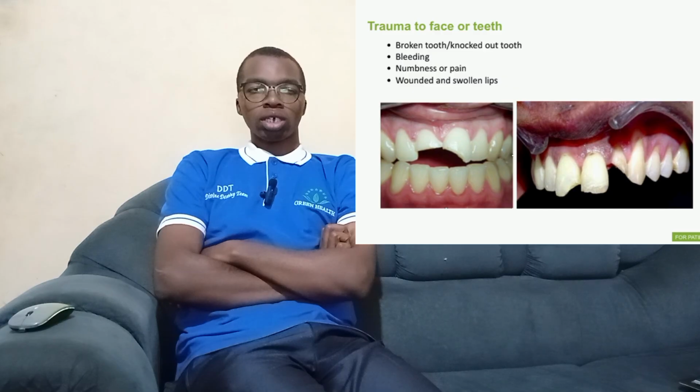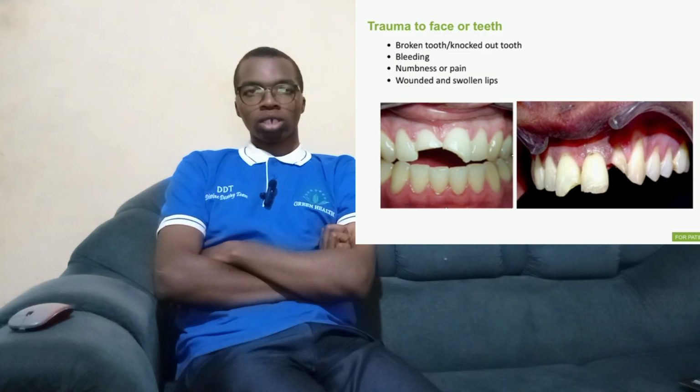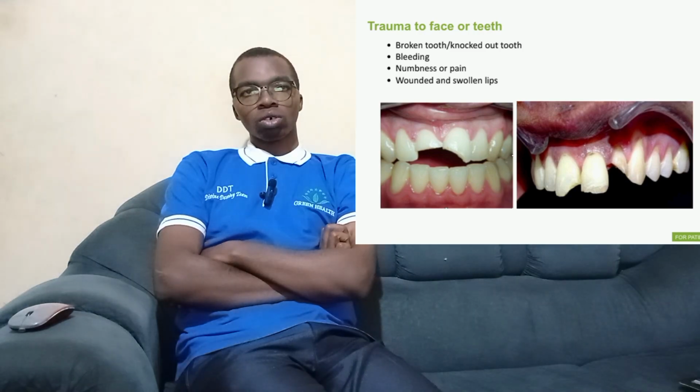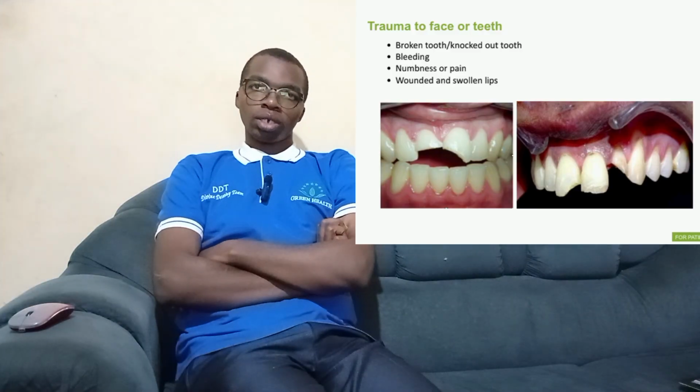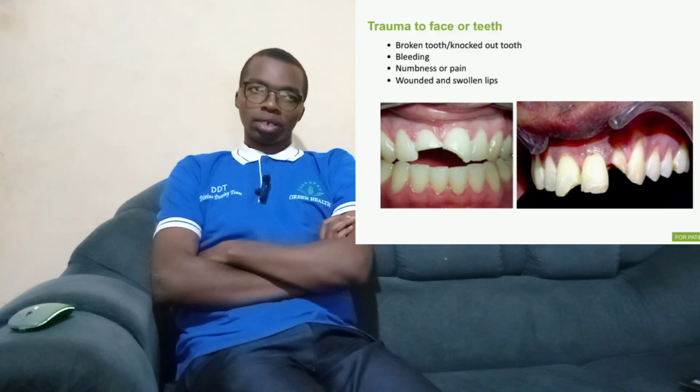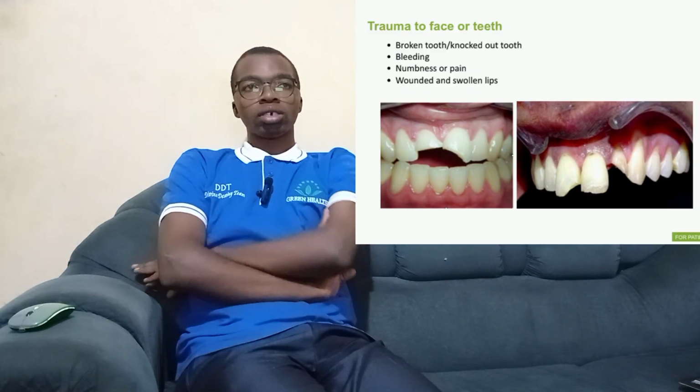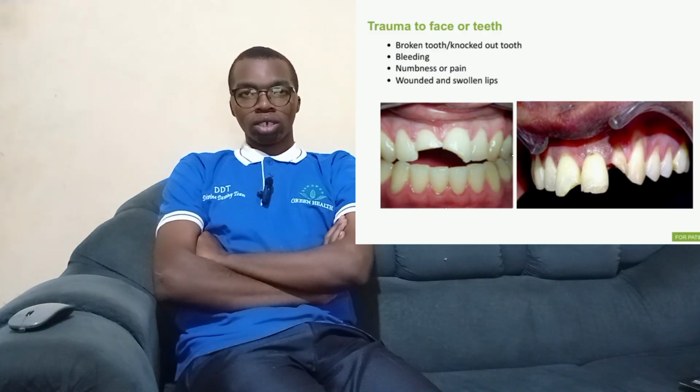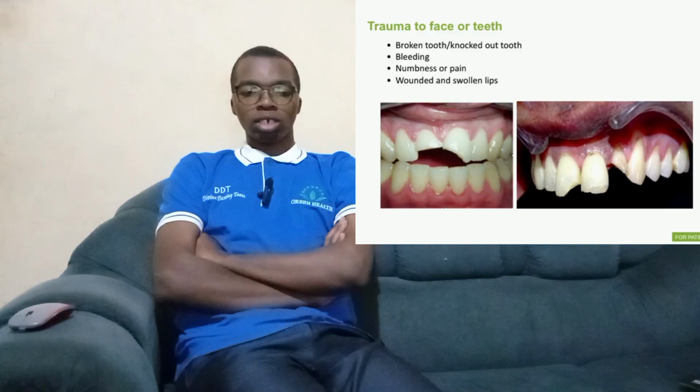Actions to be taken: arrest bleeding with pressure or a cold pack. Save the knocked out tooth or broken tooth fragment and place it in milk or water or tender coconut water. Visit the nearest dentist within 1 hour. If the injury involves the face or head, refer to the nearest health facility immediately.